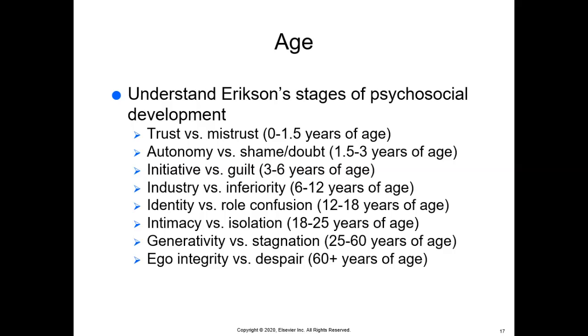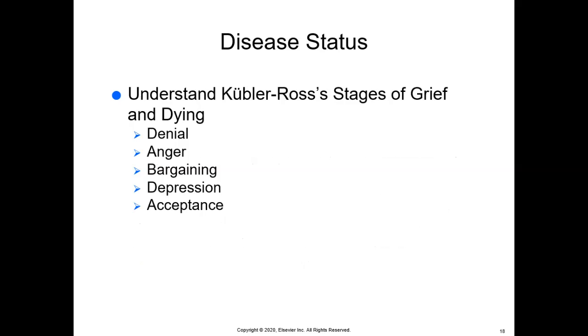Generativity versus stagnation, 25 to 60, and ego integrity versus despair is 60 plus years. So the next objective is to understand Kubler-Ross's stages of grief and dying.